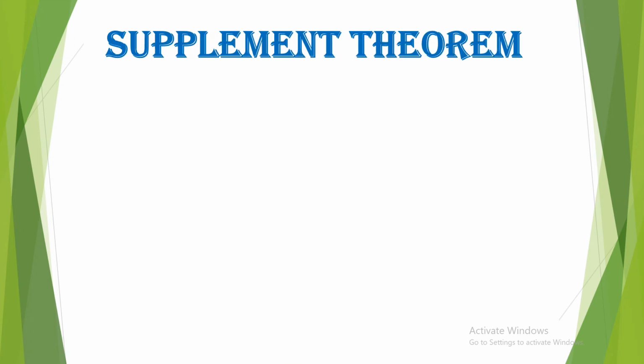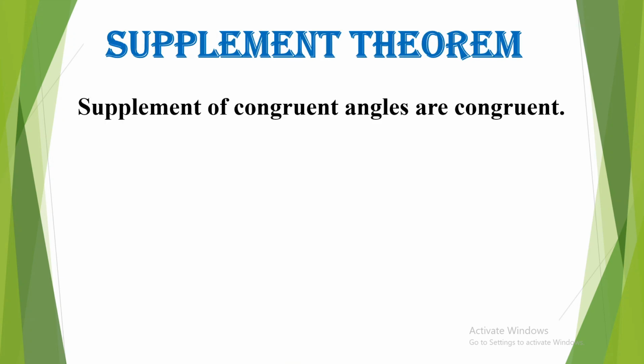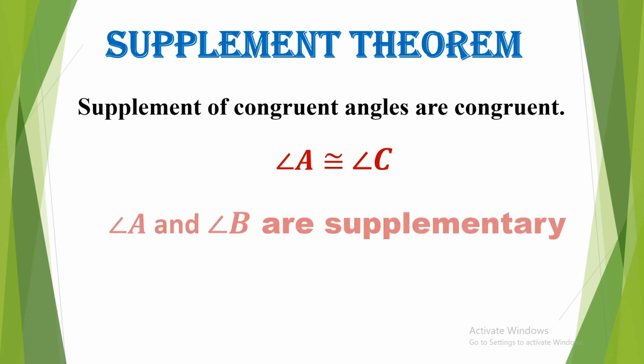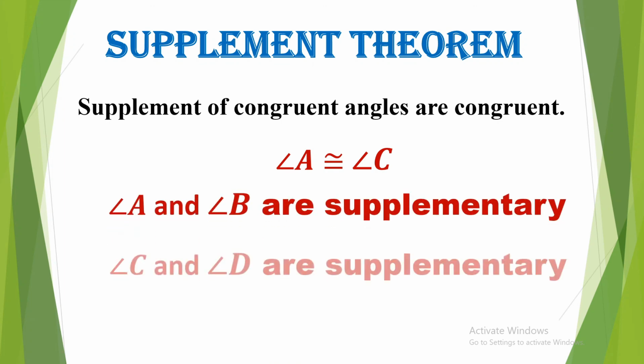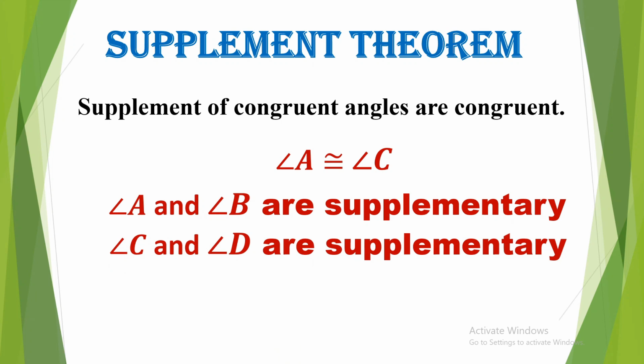Another theorem is called the supplement theorem, which states that the supplements of congruent angles are congruent. So given two congruent angles, let's say angle A is congruent to angle C, and each angle has its own supplement. Let's say angle A is supplementary to angle B and angle C is supplementary to angle D, then we can say that angle B is congruent to angle D, or the supplements of those two congruent angles, angle A and angle C, are also congruent.